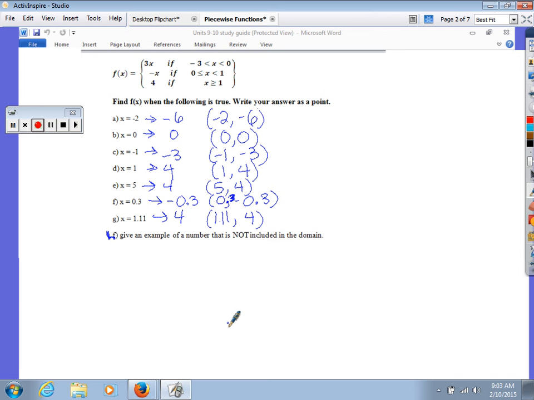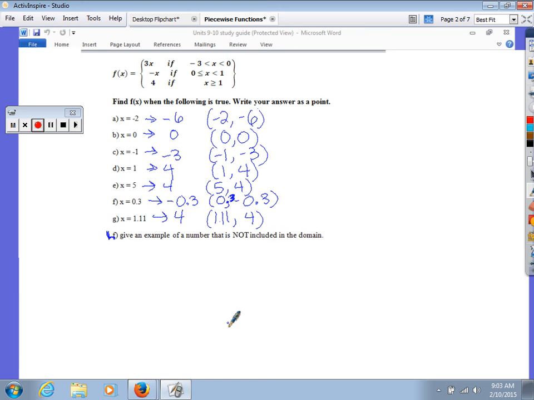Okay, letter H. Give an example of a number that is not included in the domain. Meaning, if they gave you this number, what kind of number would not fit anywhere into any equation? It wouldn't have anywhere to go. It would be homeless. All right, so let's see. Damon, what'd you say? Damon said negative 4. What'd you say, Cameron? Negative 5. Are those both homeless? Yep. Bubba, what'd you say? You said negative 5 too. Anybody say anything different?